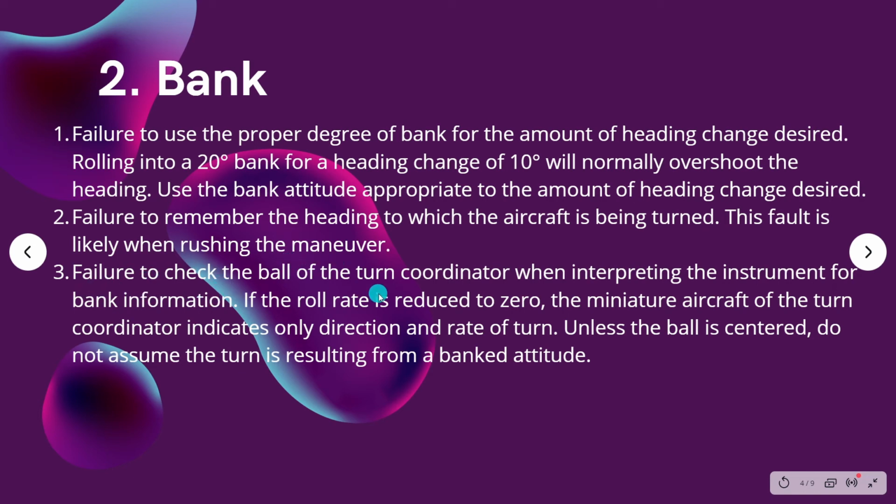Failure to check the ball of the turn coordinator when interpreting the instrument for bank information. If the roll rate is reduced to 0, the miniature aircraft of the turn coordinator indicates only direction and rate of turn. Unless the ball is centered, do not assume the turn is resulting from a bank attitude.